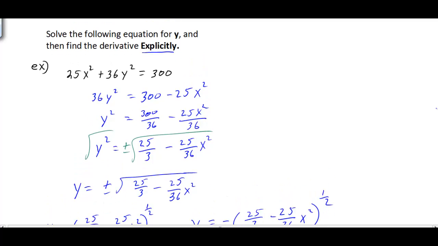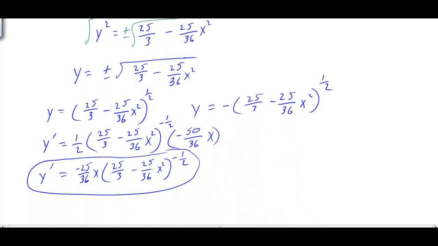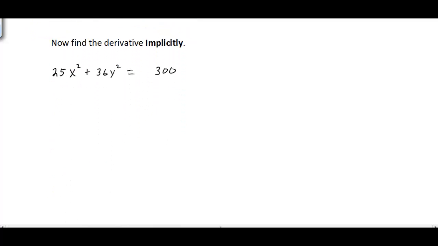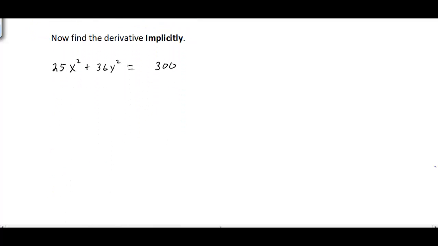So once again, to find the derivative of 25x squared plus 36y squared equals 300, if we want to find the derivative explicitly, we have to solve for y, which took a little bit of work. Well, now I want to look at the same problem, but we want to find the derivative implicitly. So let's see how the difference is. Well, if we're going to take the derivative implicitly, then we can simply take the derivative of both sides.